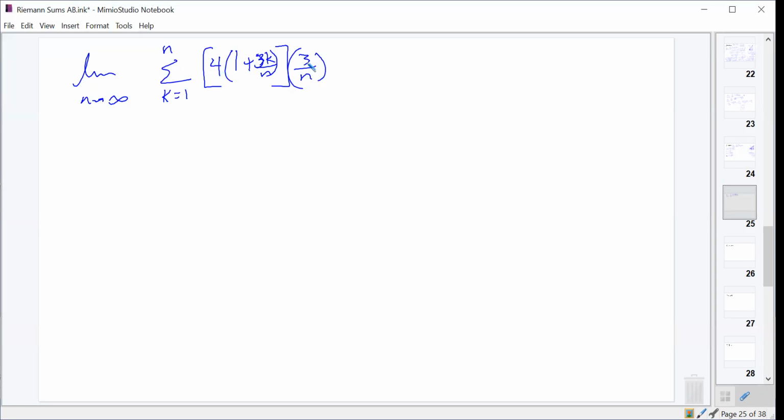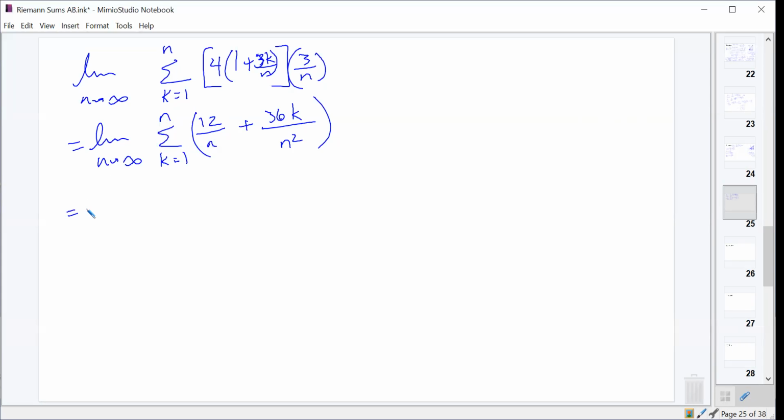So now we'll just simplify this down. The 4 times the 3 over n is 12 over n. And if I have 12 over n times 1, that'll be 12 over n. And if I have 12 over n times 3k over n, that'll be 36k over n squared. And this time, we are looking at 2 different things within our summation. One of them is 12 over n, right? We are adding together the 12 over n's from the first one to the nth one.